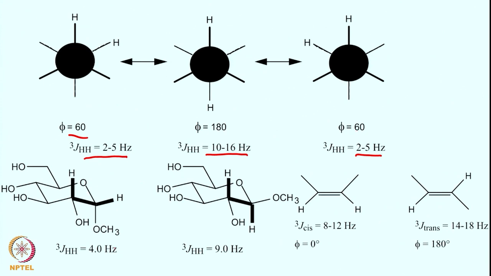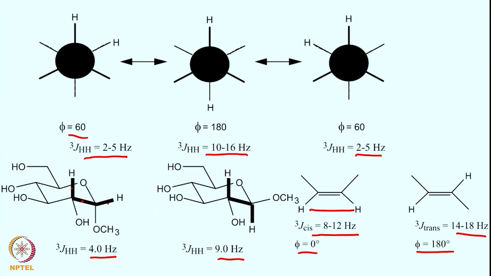Similarly, some more three bond couplings in this molecule. Here 1, 2 and 3, these are three bonds. The coupling between this and this proton is typically 4 hertz. If you take the same molecule but the orientation is different, now this becomes 9 hertz. So if you compare this orientation with this orientation, what has changed is the angle, and that angle changed the J coupling value. Similarly, the three bond J between cis protons and trans protons differs, because in cis the angle is 0 degrees and in trans it is 180 degrees. So this is 8 to 12 hertz and here it is 14 to 18 hertz.